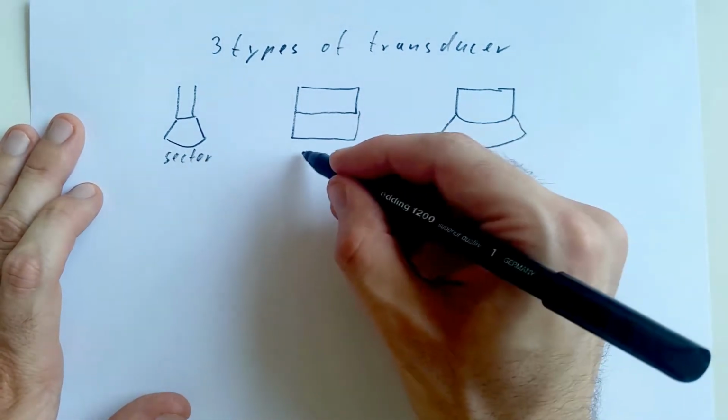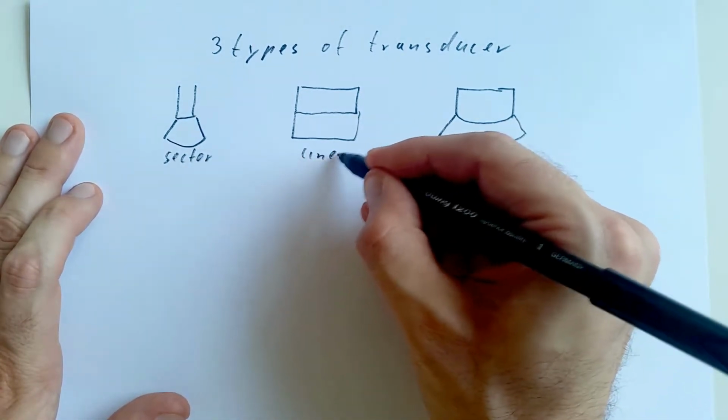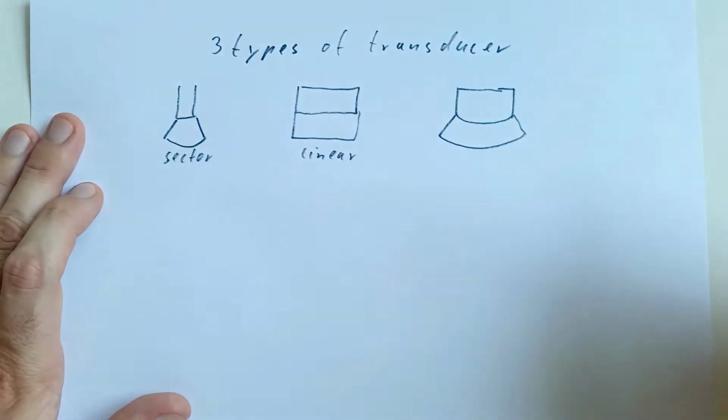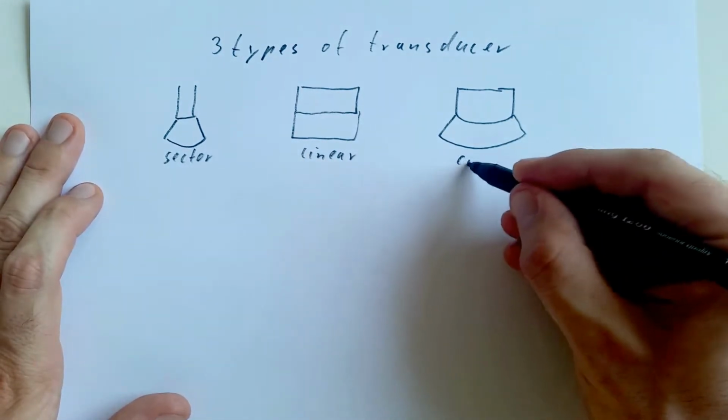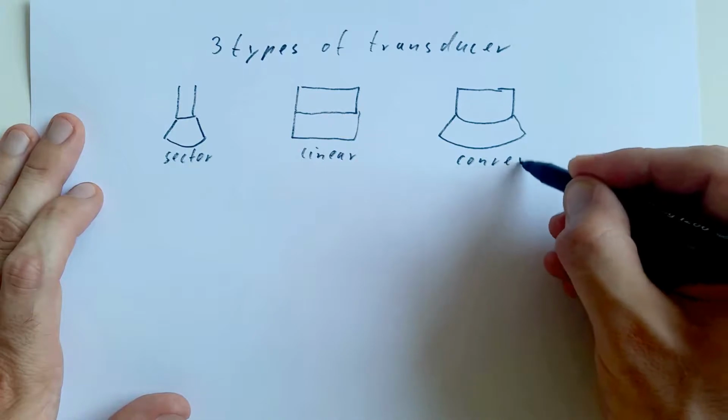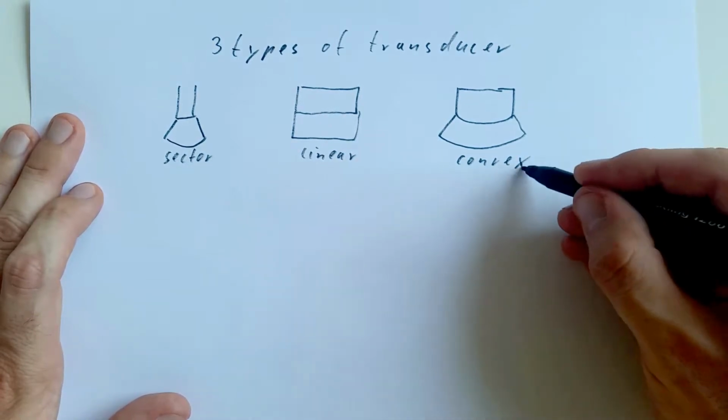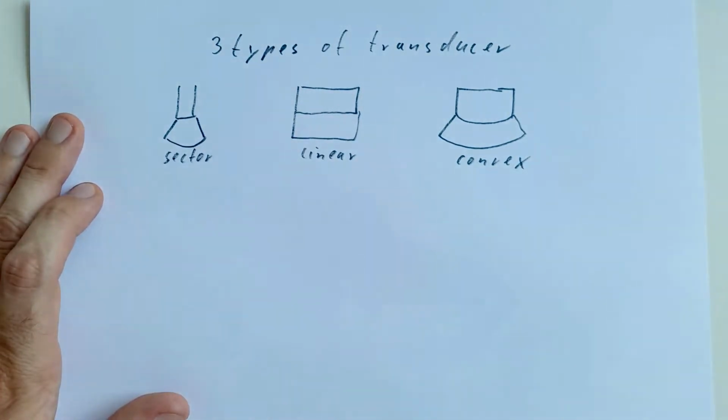And the transducer can have three different shapes. At first, there are sector transducers. Secondly, there are linear transducers. And lastly, but not least, we have convex transducers. Which of them we use depends on the region we examine.